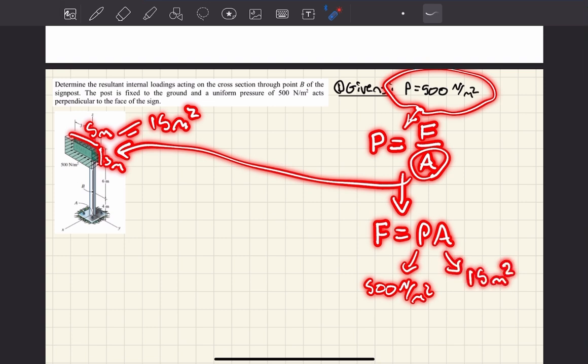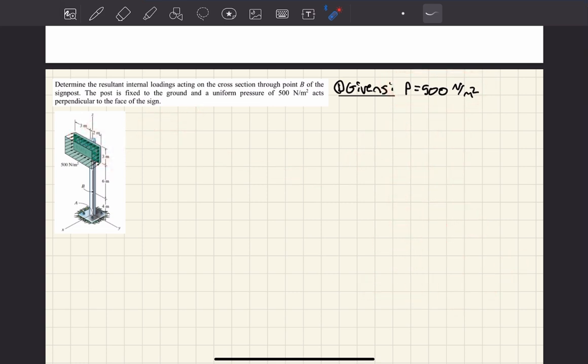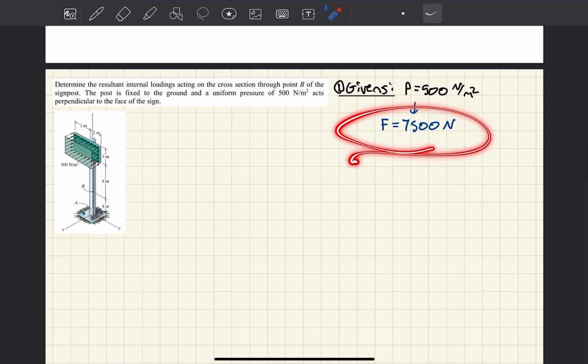Dimensional analysis is such an important tool as you progress through the courses, because even if you didn't know this formula, you could probably figure it out just by using dimensional analysis. See, the meter squared cancels out, and you're left with newtons, which is a force. I will give you the value: you're going to end up getting that the force is equal to 7,500 newtons.